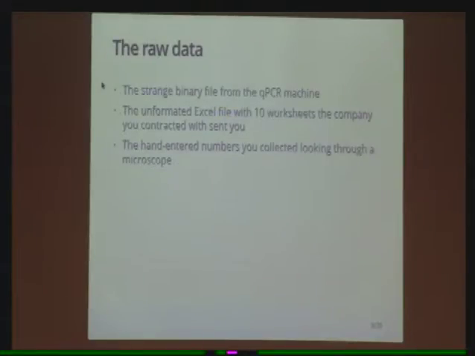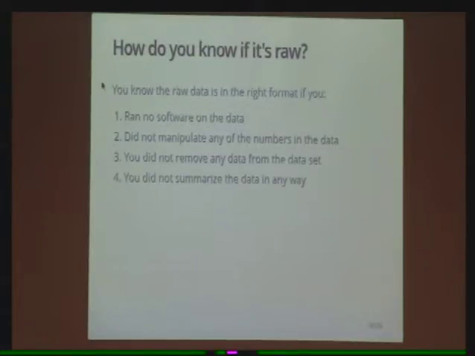So what is the raw data? The strange binary file that you get out of the PCR machine. So Bio-Rad spits out this PCRD file and probably a bunch of other things. Some Excel file with a bunch of worksheets that some company you contracted sent you to get some results. Maybe even just hand-entered numbers that you collected looking through a microscope or counting something on Petri dishes or plates. So that's raw data. You didn't do anything else to it. How do you know if it's raw? You didn't run any software. You didn't change any of the numbers. You didn't remove anything from the data set.